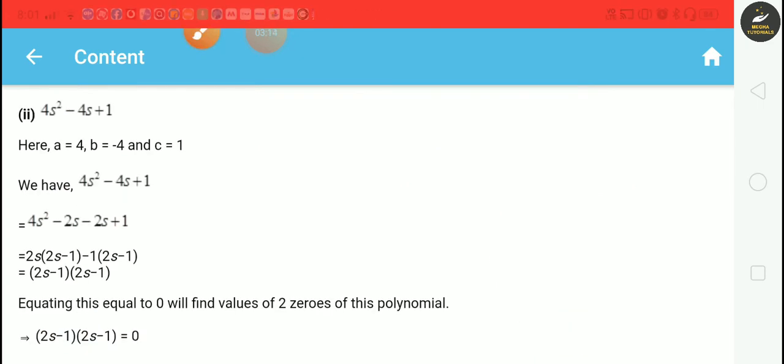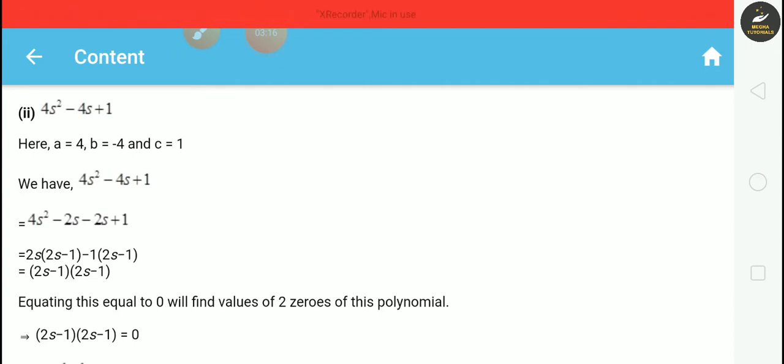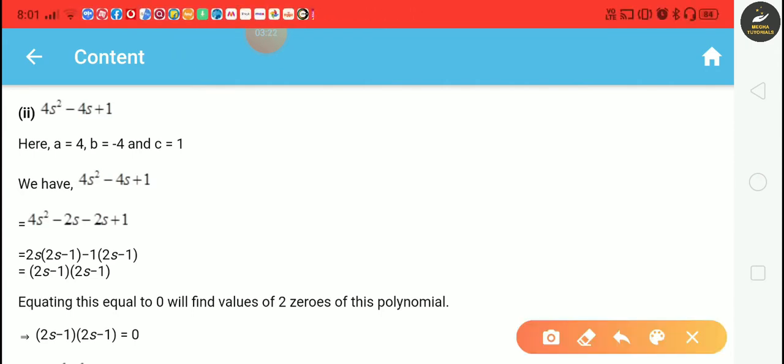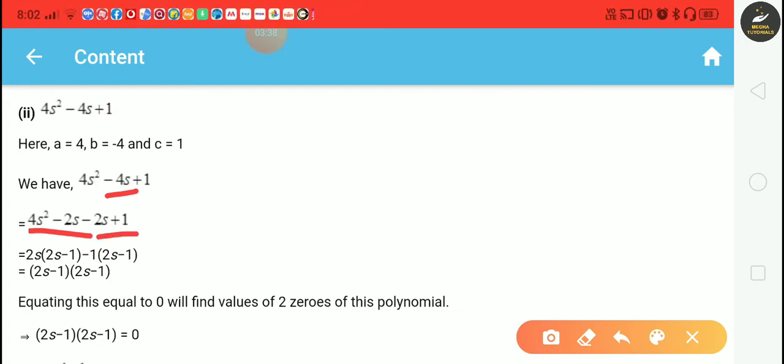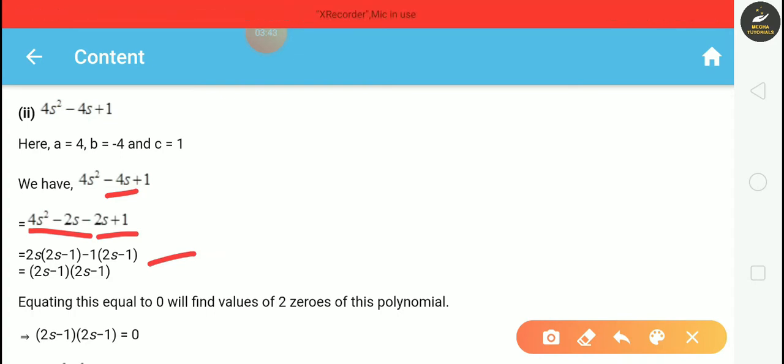Okay. Equation 2. 4s square minus 4s plus 1. Here a is equal to 4, b is equal to minus 4 and c is equal to 1. So using the splitting method we can get 4s square minus 2s minus 2s plus 1. From the first two terms we can take 2s common, so that we will get 2s into 2s minus 1, and from the last two terms we will take minus 1 common. So we will get 2s into bracket 2s minus 1 minus 1 into 2s minus 1. So 2s minus 1 into 2s minus 1.